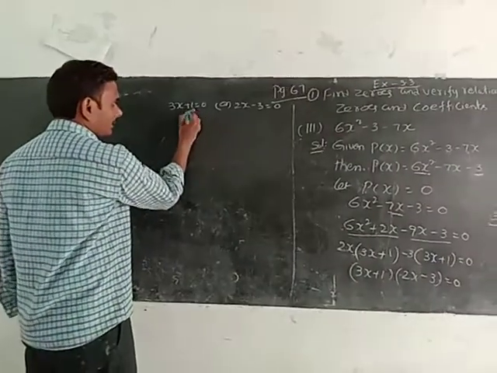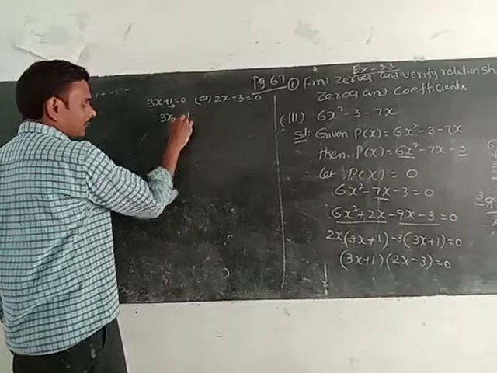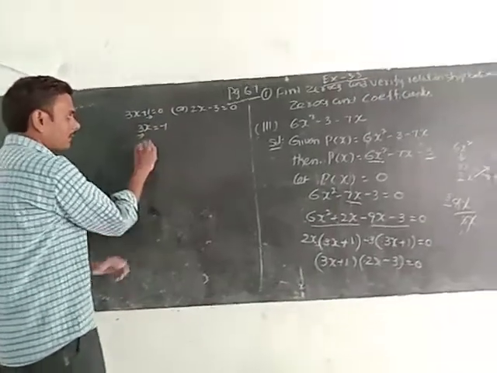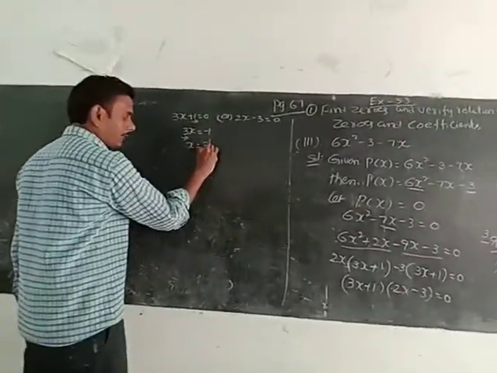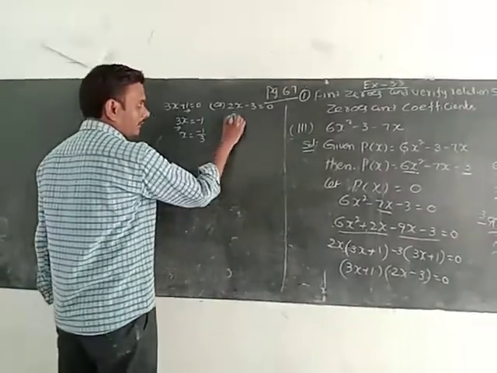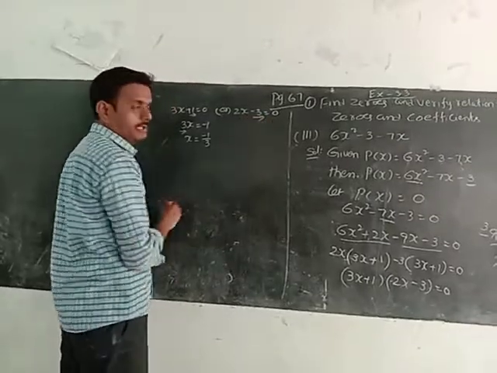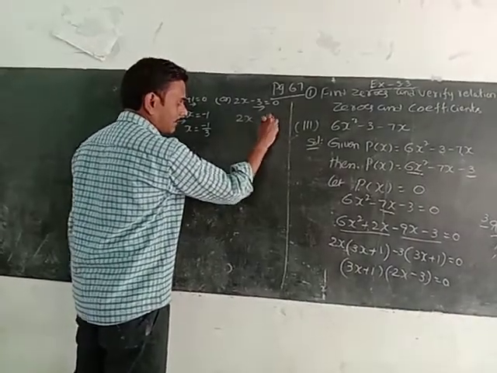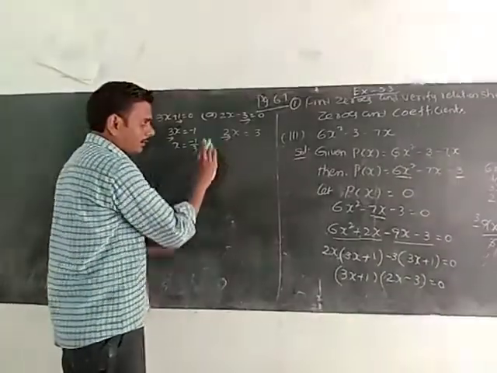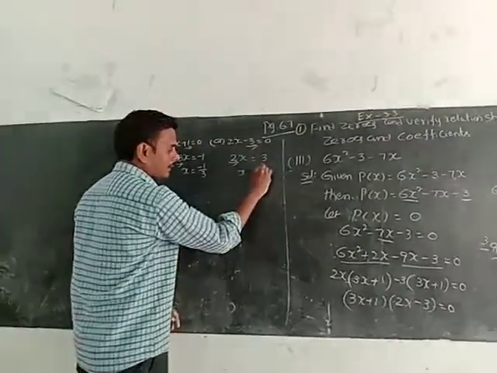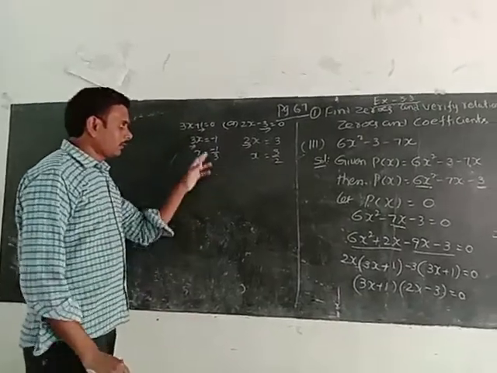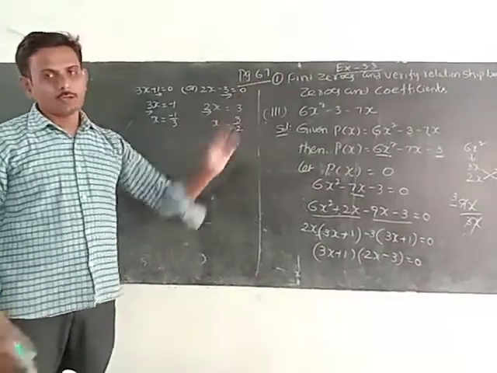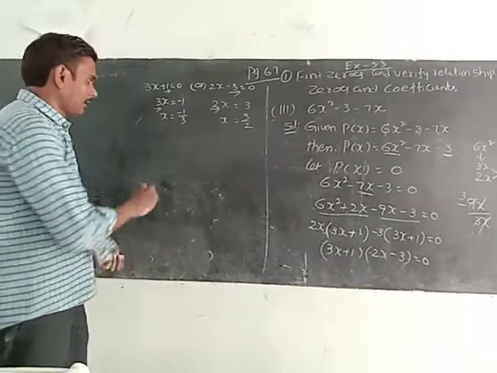Taking 1 to that side, 3x equal to minus 1. Now 3 is multiplying, so moving it to the other side, x equals minus 1 by 3. Similarly here, take minus 3 to the other side, it becomes plus 3. 2 is multiplying, so moving it, x equals 3 by 2. Now the x values are minus 1 by 3 and 3 by 2. These two are the zeros of the given polynomial.